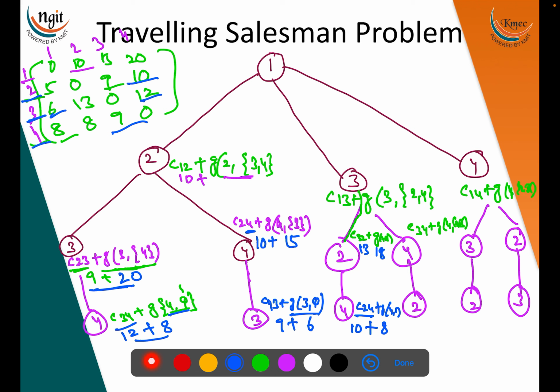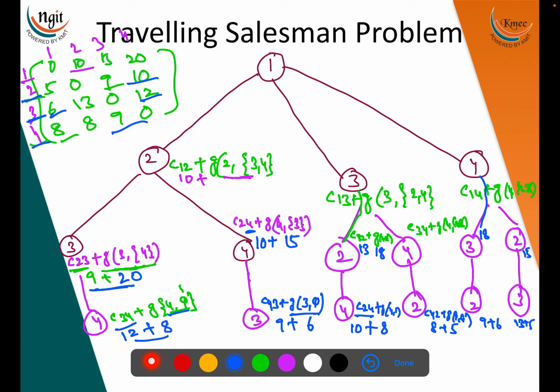And again come here. So here this value is what? C42 plus G(2, pi). Now this value is what? 8 plus 5. And this value is what? 9 plus 6. And this value is 13 plus 5. So we'll send up the cost of this vertex, cost of 4 3 vertex and cost of 4 2 vertex. And this is what? 18. And this is what? 15.